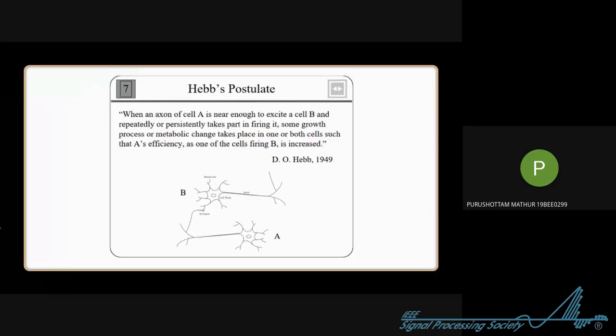Yeah, Hebb postulate. This is one of the main things. As I explained earlier, the axon of cell A is near enough to excite a cell B and repeatedly and persistently takes part in firing it. Some growth process or metabolic changes take place in one or both the cells such that A's efficiency as one of the cells firing B is increased. That's what I was saying.